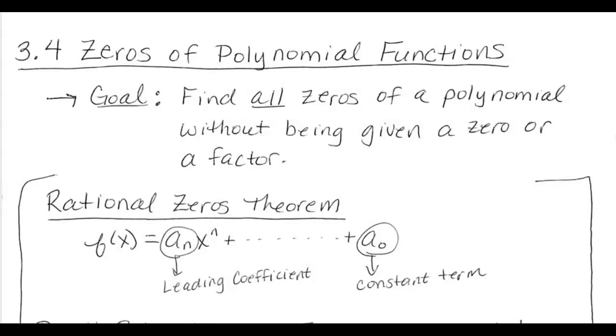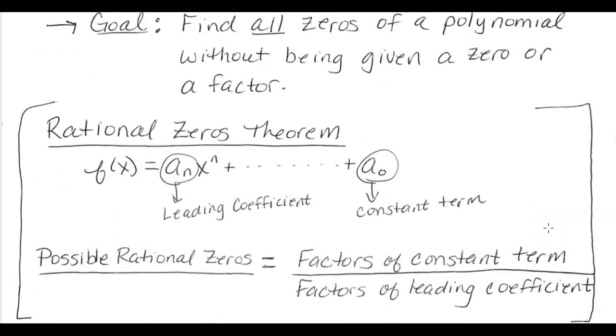This video covers section 3.4 on zeros of polynomial functions. In this section, our goal is to find all zeros of a polynomial without being given a zero or a factor. So it's similar to the way section 3.3 ended, but in all those problems at the end of 3.3, they gave us some information to help us get started. So now we're going to learn how to do the entire problem without being given a place to start.